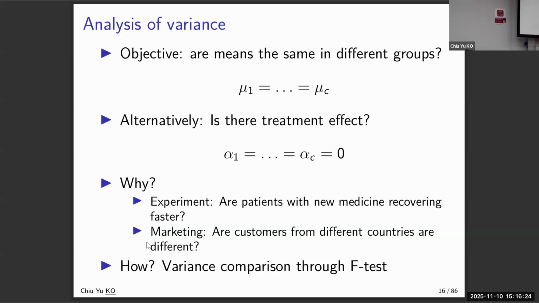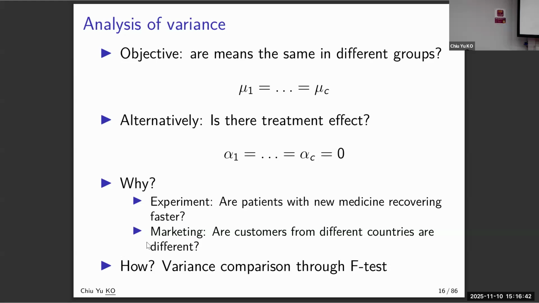Why do I want to do that? You ask, why don't we do the t-test one by one, then we're done, right? You can do that. But when you have many groups, the t-test will be very inefficient, right? So it turns out that if you do many groups together, you can do an F-test, and once and for all, you're done. Okay.